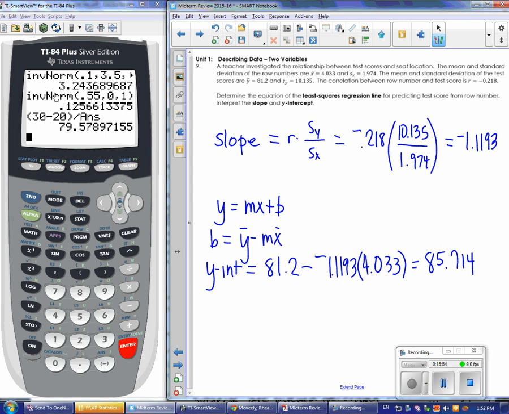And you're asked to interpret it. So that basically means that if I were sitting in row 0, my expected test score would be about 85.7% or points, or however this is measured. It doesn't really say, I don't think.